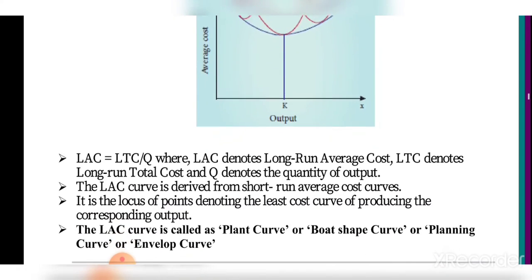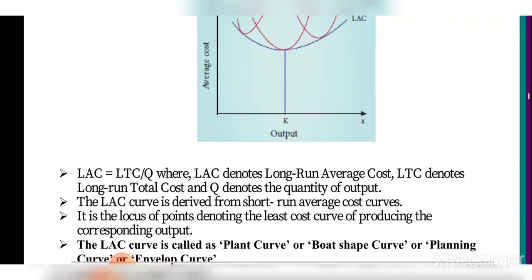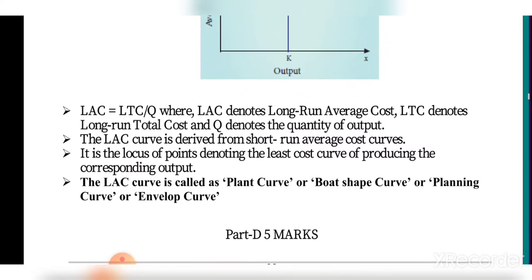Next, the LAC curve is derived from short run average cost curves. It is a locus of points denoting the least cost of producing the corresponding output. So all the short run curves form the long run curve. The LAC curve is also called the plant curve, boat shaped curve, planning curve or envelope curve. You see the shape of the LAC curve, it's boat shaped, isn't it?